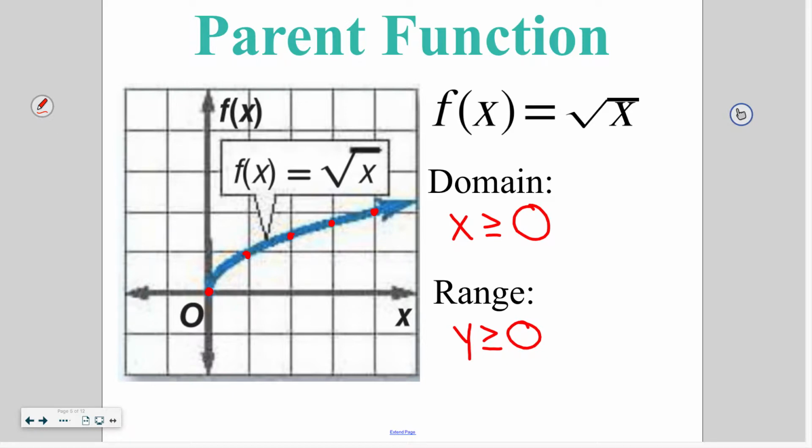When you are looking at these functions, your domain and range are going to be directly dependent on this starting point. So wherever that graph starts, that's going to give you the values for domain and range, and you're going to have to decide, are you getting greater than or equal to or less than or equal to those values.